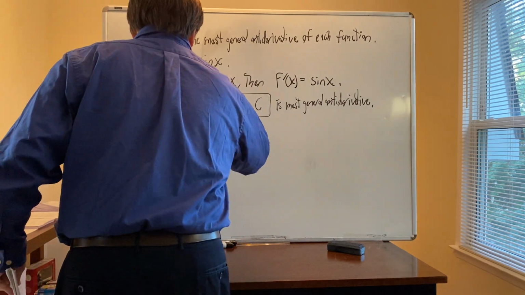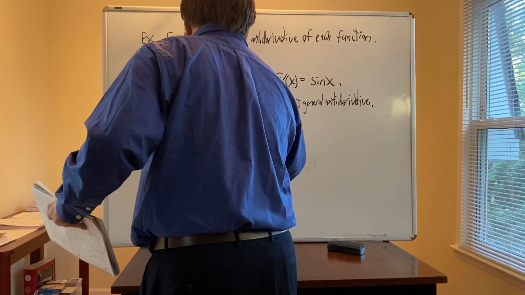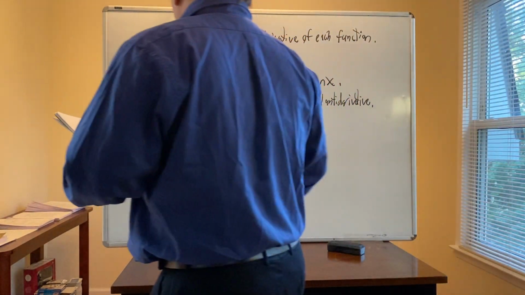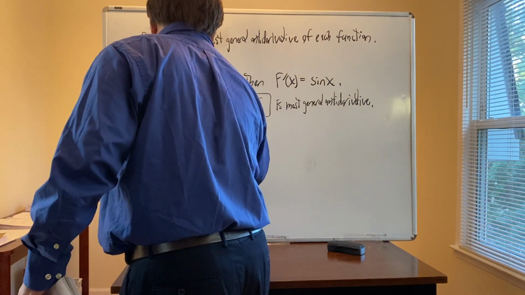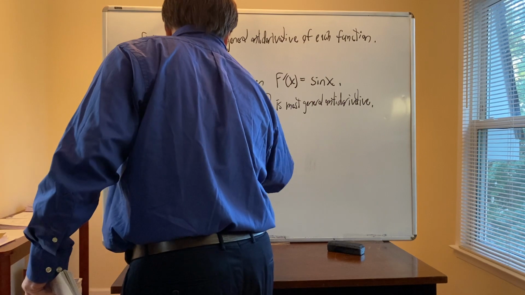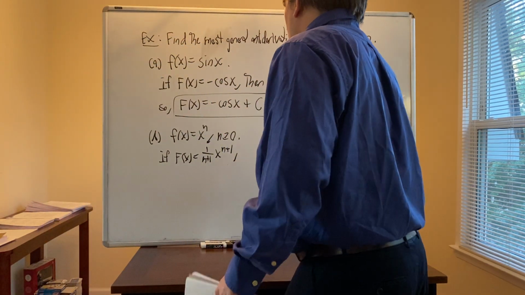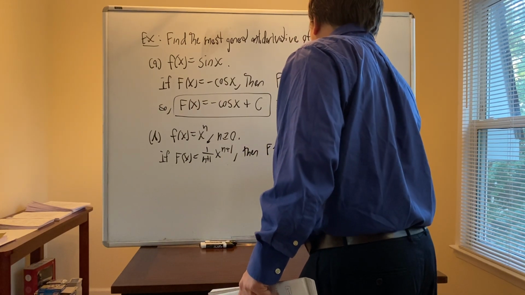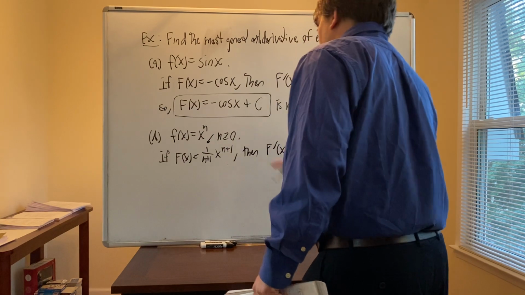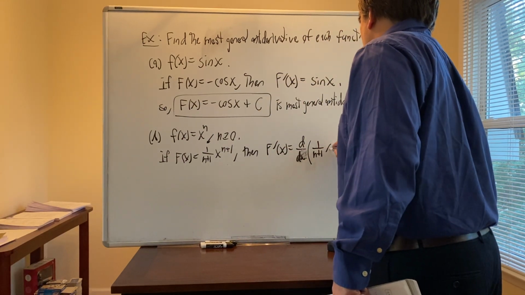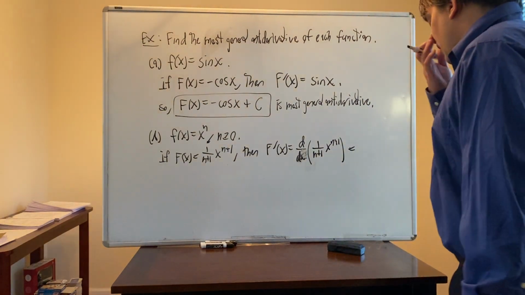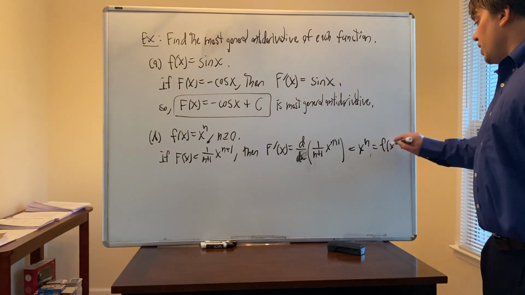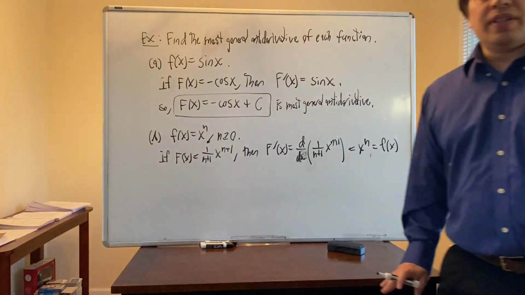B. f of x equals x to the n, where n is greater or equal to 0. Okay? So if capital F of x is equal to 1 over n plus 1, x to the n plus 1, then capital F prime of x is equal to the derivative, d dx, of that function, 1 over n plus 1, x to the n plus 1. And when you take the derivative of that, you get x to the n, which is f of x. So here, I found a specific function whose derivative is x to the n.